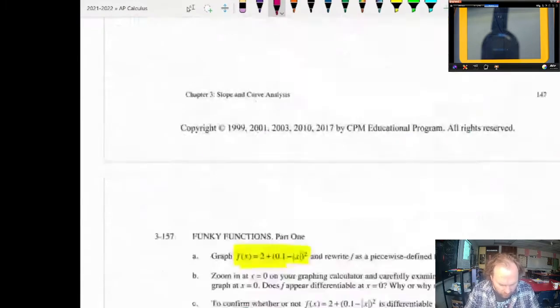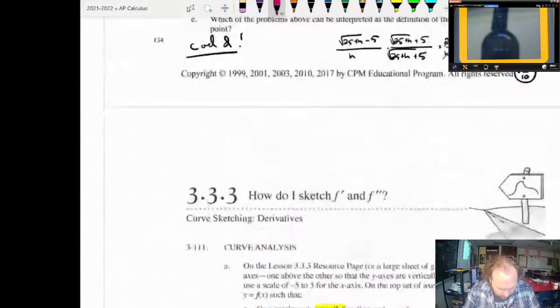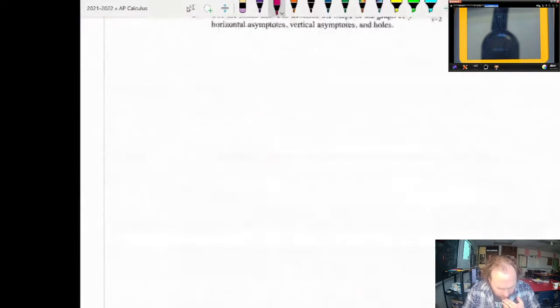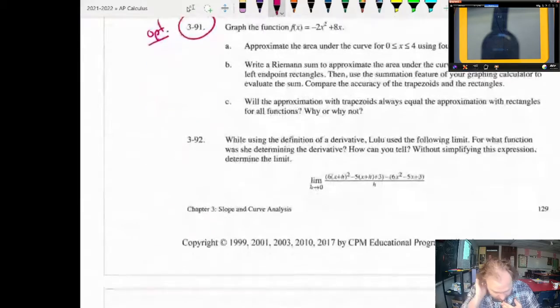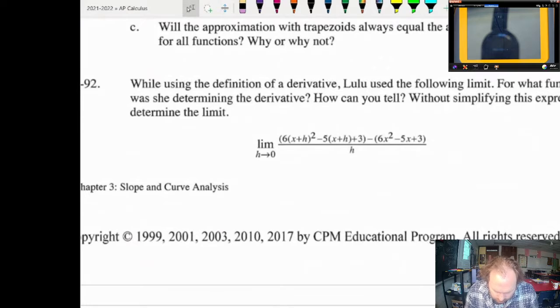Let's go back in time, way back in time, all the way to 392. Here I am doing my little cat paw thing. All the way back in 392, we had been asked: while using the definition of derivative, Lulu used the following limit. For what function was she determining the derivative, and how can you tell?